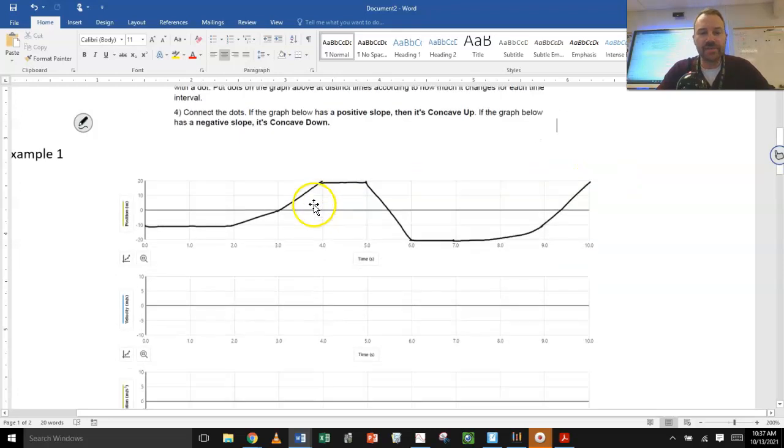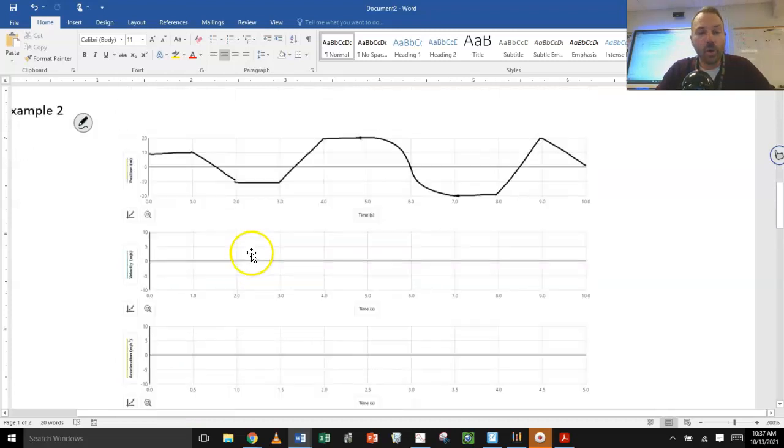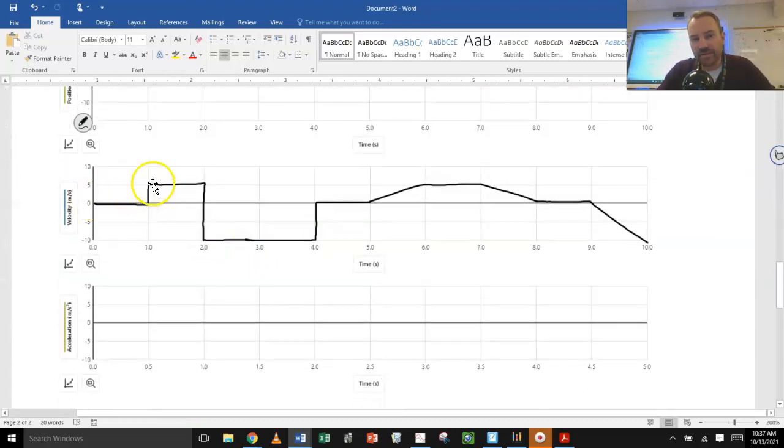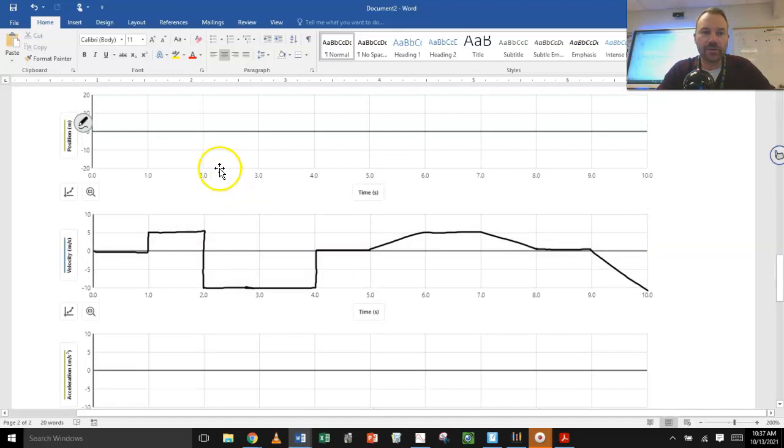So what we're going to be doing today, in a nutshell, you're going to be given a position versus time graph, and then you're going to take that position versus time graph and create the velocity and the acceleration versus time. Or maybe you're given the velocity versus time graph, and then I say create the position and the acceleration versus time graph.